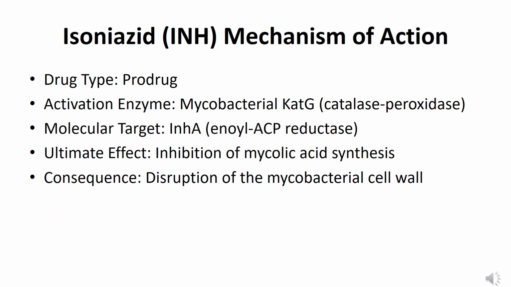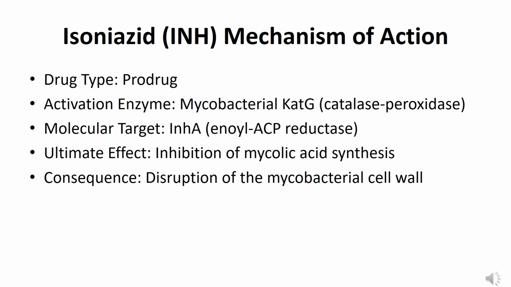Let's begin our discussion of the first and most important anti-tuberculosis drug, isoniazid, commonly known as INH. Isoniazid has been a cornerstone of tuberculosis treatment for decades. Its effectiveness comes from its ability to target one of the most critical structures in Mycobacterium tuberculosis, the bacterial cell wall. Interestingly, isoniazid is not active when it first enters the bacterial cell.